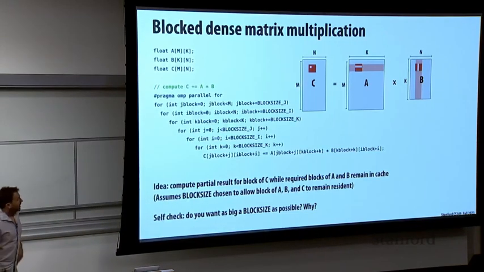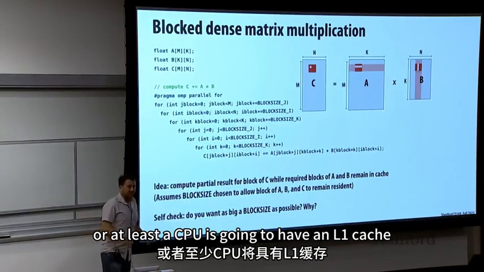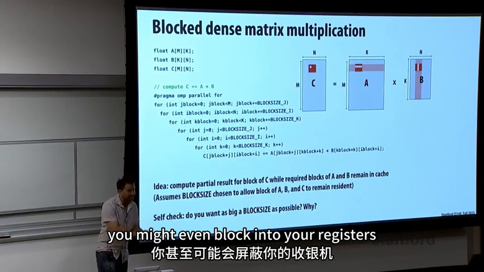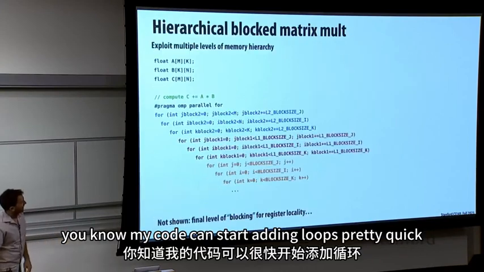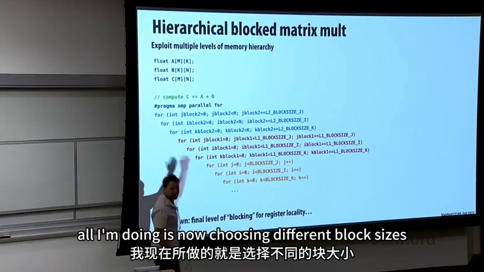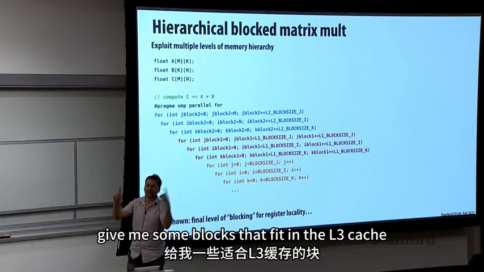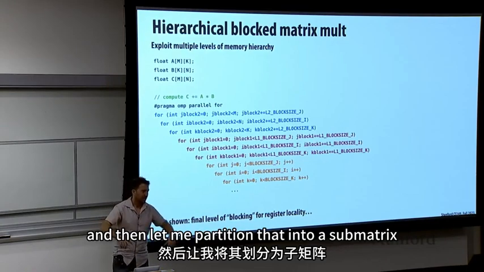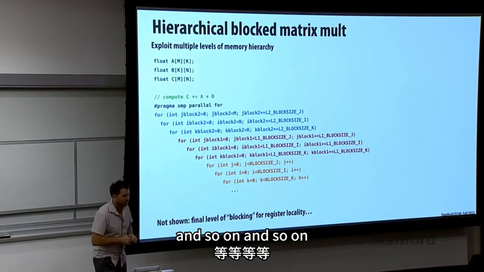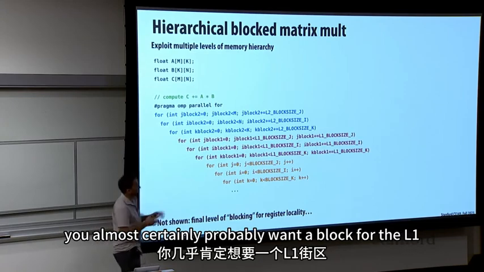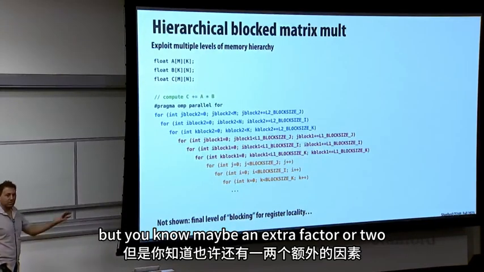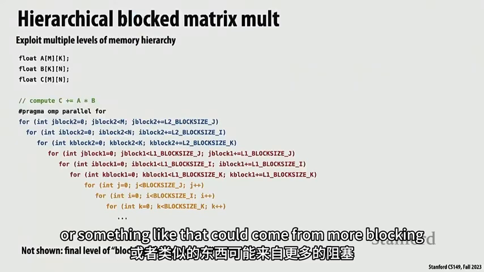Okay. And by the way, remember any modern system, or at least the CPU, is going to have an L1 cache, an L2 cache, and an L3 cache. You might even block into your registers. So my code can start adding loops pretty quick, right? All I'm doing is now choosing different block sizes. I could say, give me some blocks that fit in the L3 cache, and then let me partition that into a submatrix multiplication of blocks that fit in the L2 cache, and so on. You almost certainly want a block for the L1, but one level of blocking will get you most of the work, and maybe an extra factor of two or so could come from more blocking.